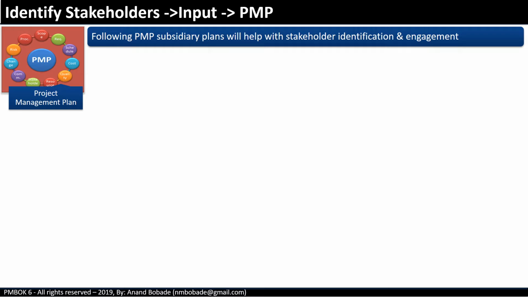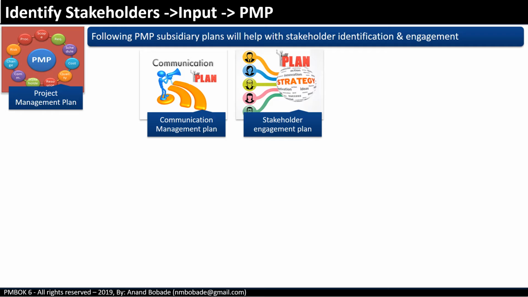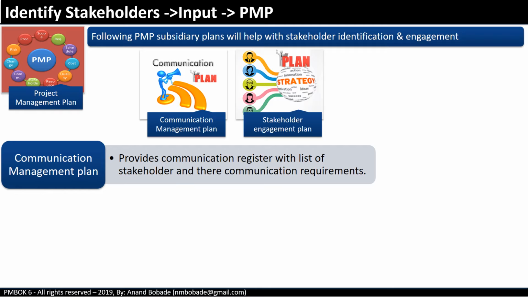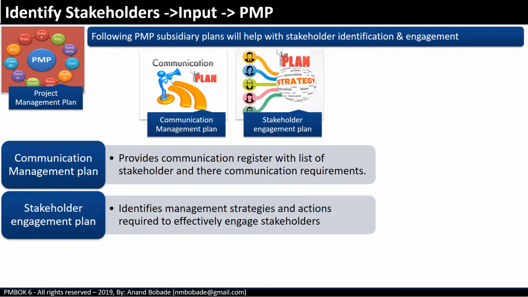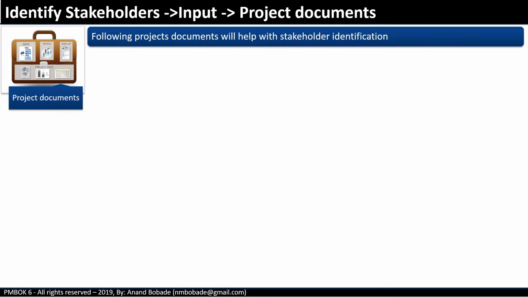Project management plan: the communication management plan and stakeholder engagement plan may help identify stakeholders. The communication management plan provides a communication register with a list of stakeholders and their communication requirements. The stakeholder engagement plan will identify management strategies and actions required to effectively engage stakeholders. Remember, stakeholder identification happens throughout the project, hence this plan can be an input once it is available.